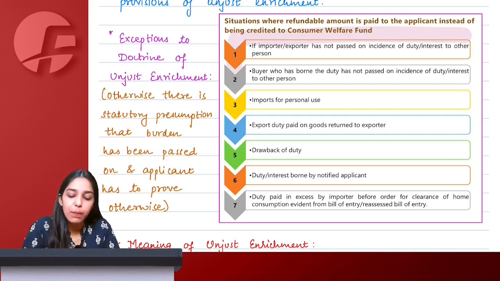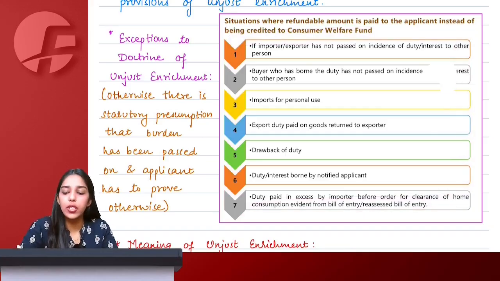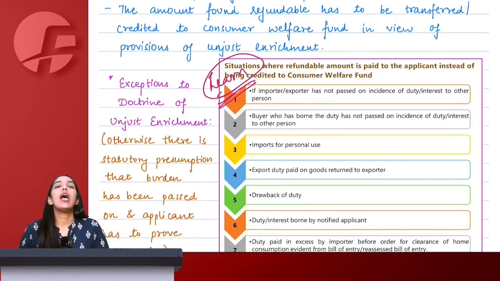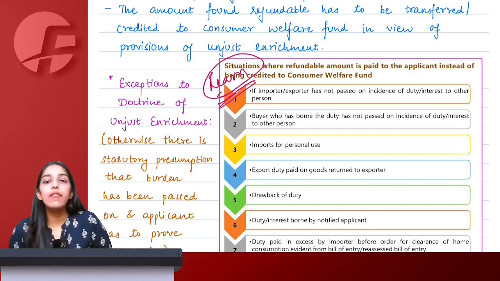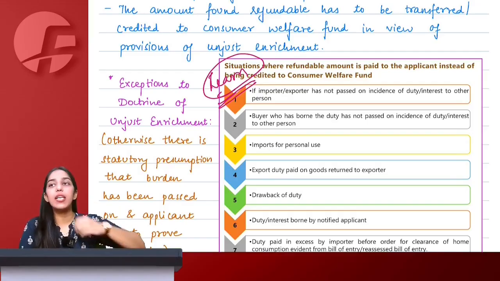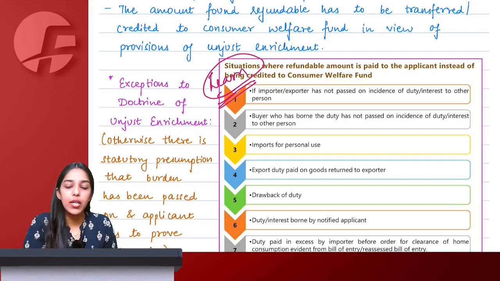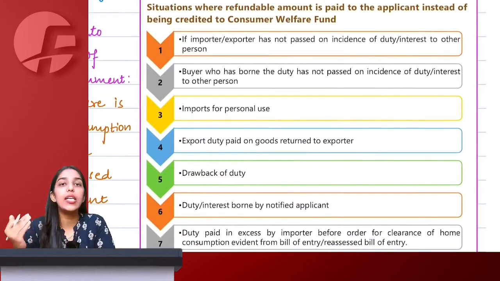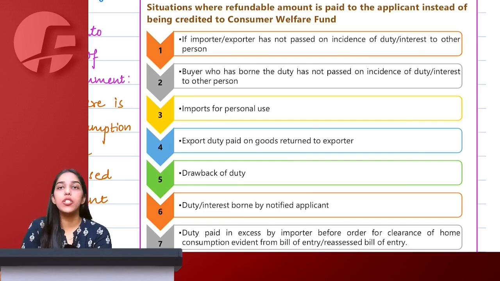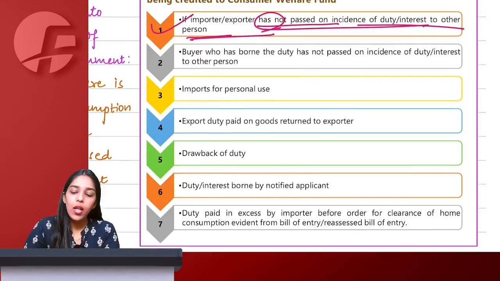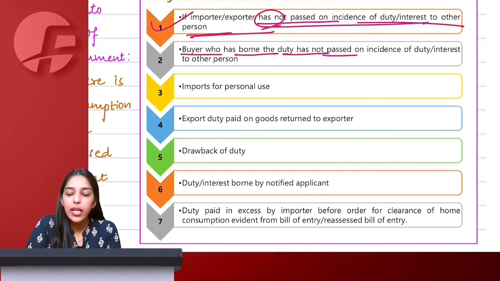But there are few exceptions to the doctrine of unjust enrichment, and this is what you are supposed to remember. Try to learn these points. There can be a direct theory question asking you to please give us the incidences in which refund is paid to importer and not to consumer welfare fund. Or the question might be framed as give us the exceptions to doctrine of unjust enrichment. So these are the cases where government will not automatically assume that the refund has to be given to consumer welfare fund. First, when you have not passed on, so simply you are able to prove that no incidence has been passed on to anyone else, you get the refund. Or the person who has borne the duty has not passed it to someone else.